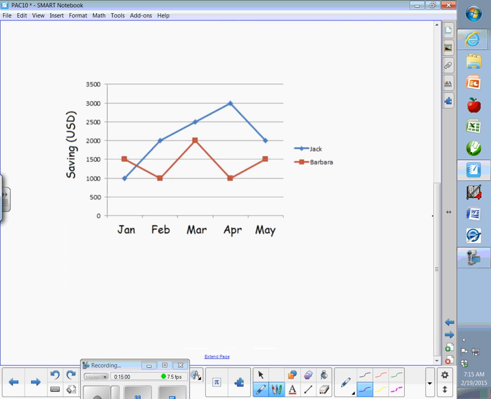Now this one, you notice something missing? There is no title on this thing. So I don't know whose graph this is. I'm assuming this is savings accounts. I don't know whose it is. I don't know what it is. I know I got Jack and Barbara. Again, that's usually from program.